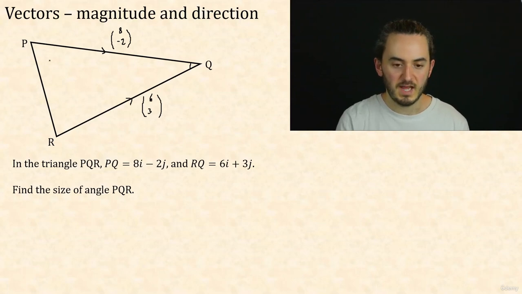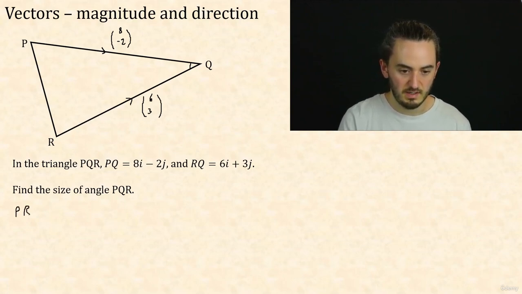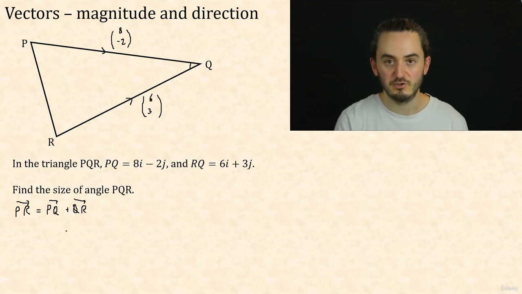Well, remember we can add vectors. So one way to get from P to R is to go from P to Q and then from Q to R. P to R is the same as going from P to Q and then from Q to R. It doesn't matter what route you take with vectors, it matters where you start and where you finish.